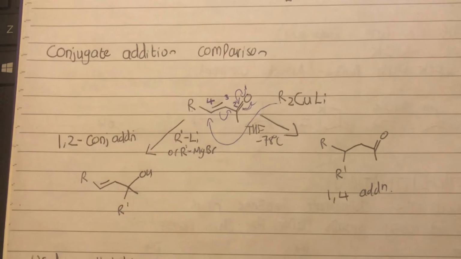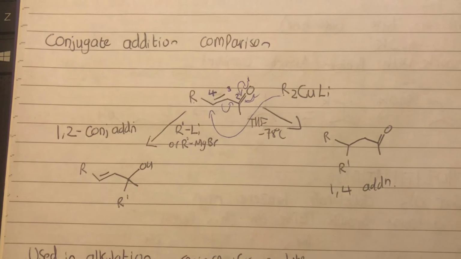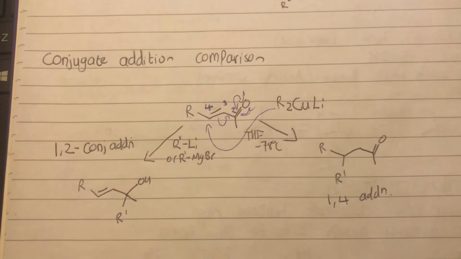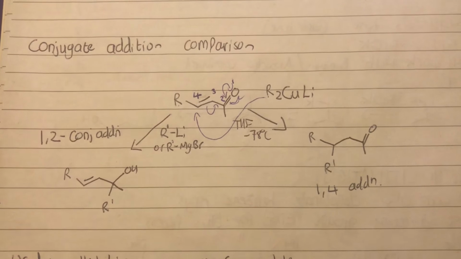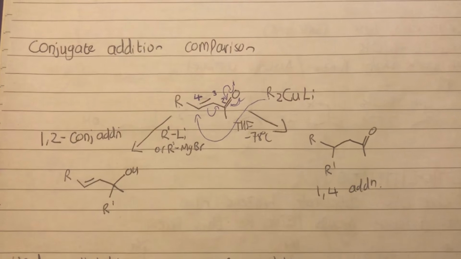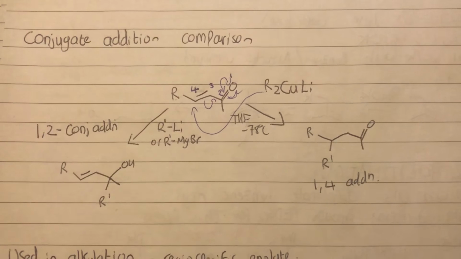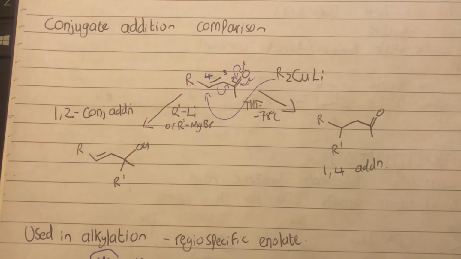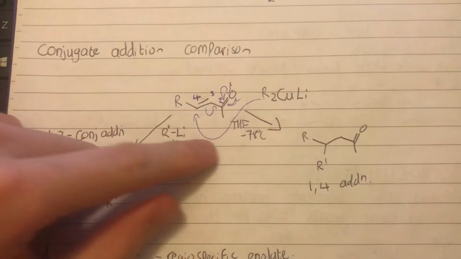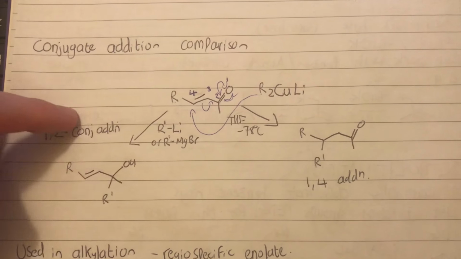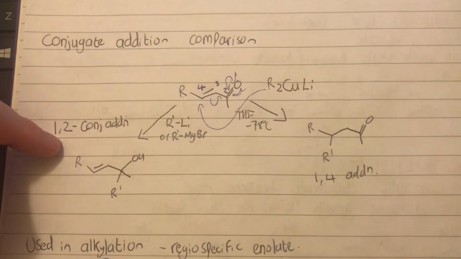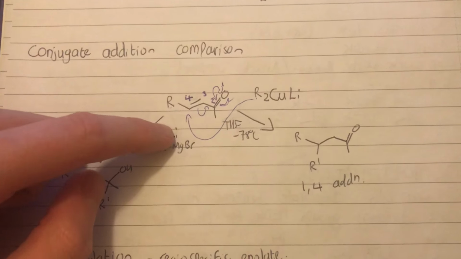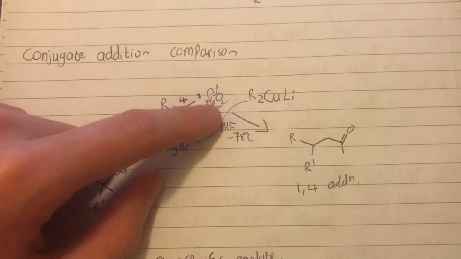So we can use these organocuprates in conjugate addition, and here's a comparison of our conjugate addition with RLi or our Grignard reagent and our organocuprate. As you can see, this goes through a 1-2 addition for our Grignard and RLi groups. So effectively the R will attack at this position. As you can see, we've numbered these 1, 2, 3, 4.